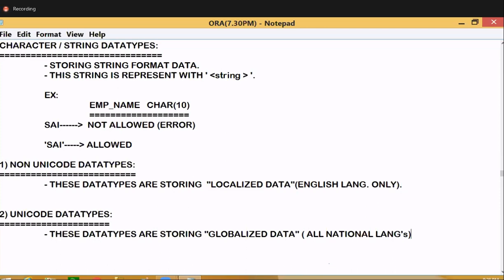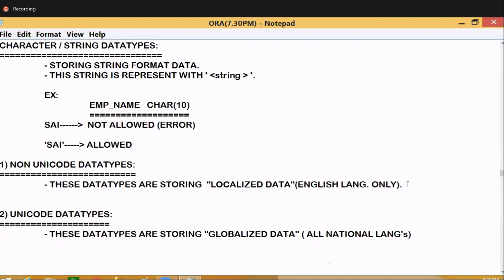In universal, how many official national languages are there? Maybe some committee like UNESCO officially decided how many national languages there are for each country. Based on that, all national languages will be stored. So this is the difference: non-uni means non-universal means local, uni means universal means global.